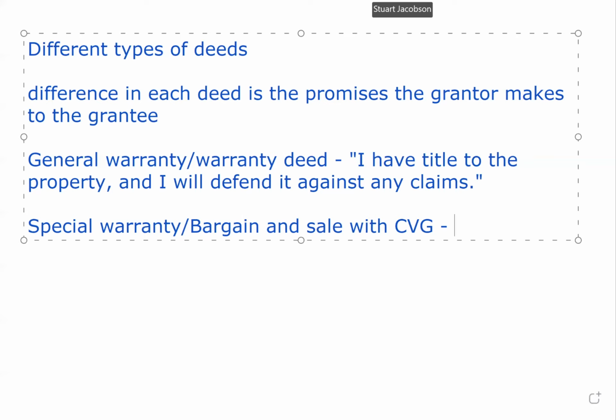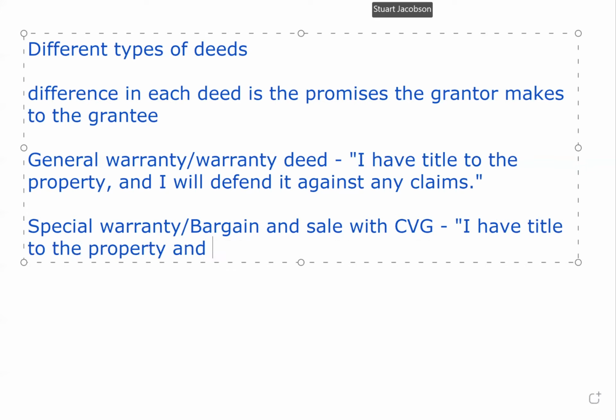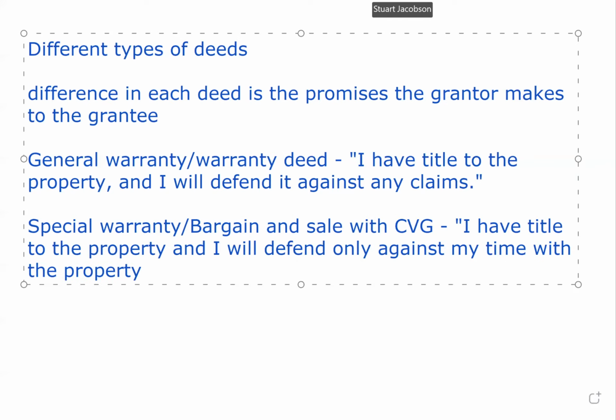But most other states in the country call it the special warranty deed. So you might be reading some prep material and see special warranty deed. They're referring to the bargain and sale covenant deed, and that's basically the same thing. So what the grantor is saying is this: I have title to the property, and I will defend only against my time with the property. That makes a lot more sense, okay?